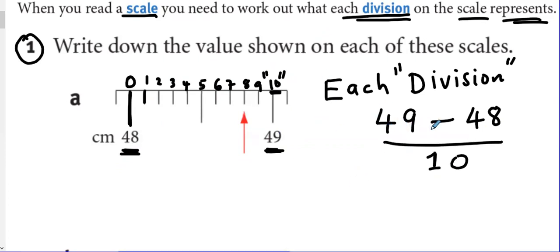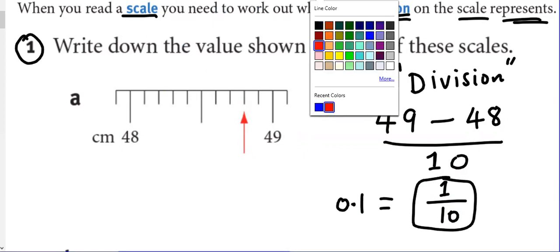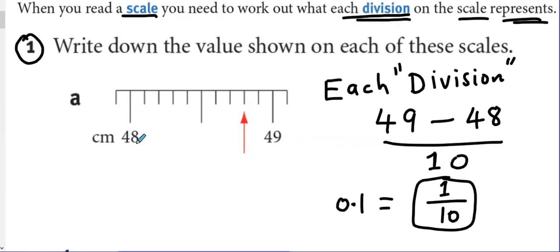All right, so 49 minus 48 is 1, divided by 10. So can you see that I'm getting a fraction? Now this fraction must be changed into a decimal. This will give you 0.1. You know what it means? It means that each division, each line, stands for 0.1. So now, once we know that each line stands for 0.1, I can read which value this arrow is pointing to. So here we go.